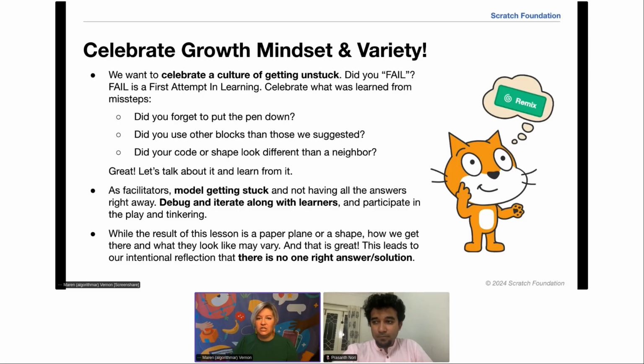Did you forget to use a specific block? Did you try different blocks than what we've suggested? Did your shape look different than your neighbor's? This is an opportunity to talk about it and reflect on it.